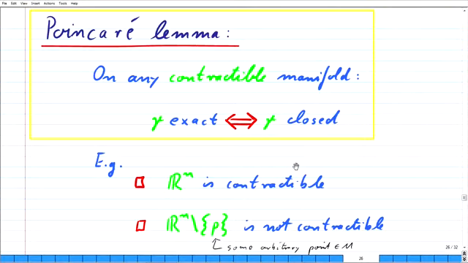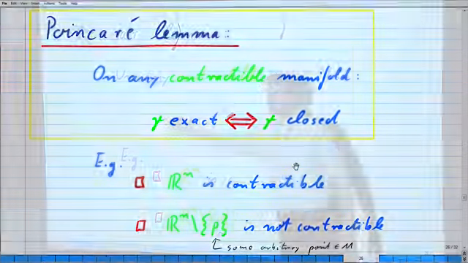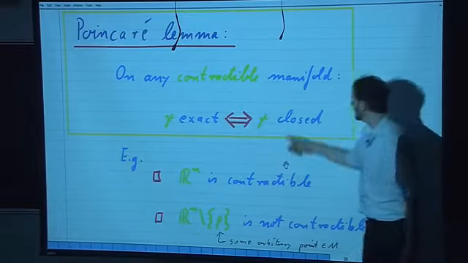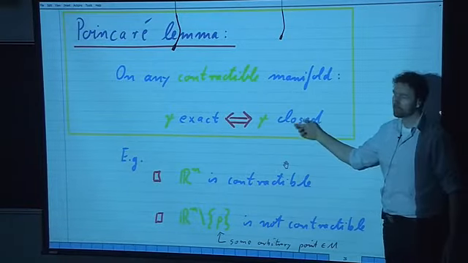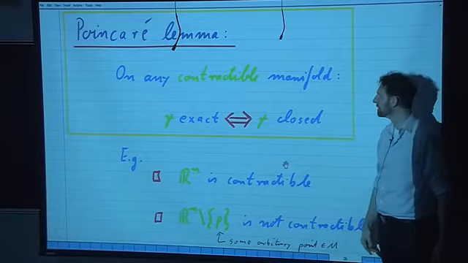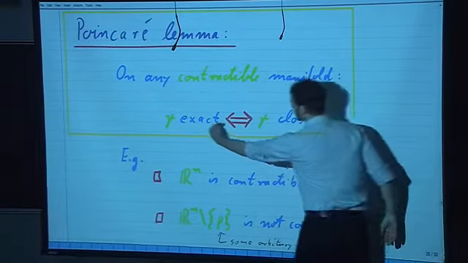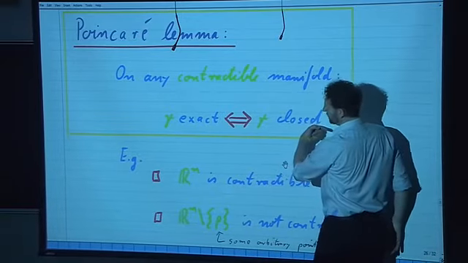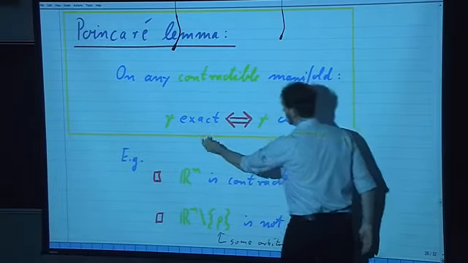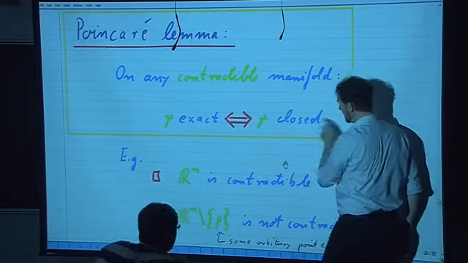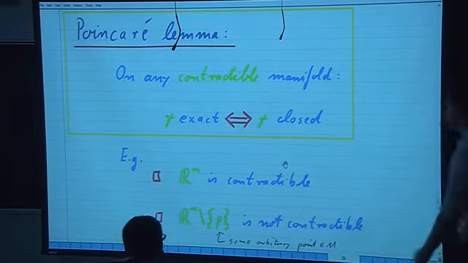To remind you, gamma exact means it's the d of something. And gamma closed means that the d of it is 0. Okay, so it goes both ways. This direction is always true, contractible or not, because if it's the d of something, then applying d again always gives you 0. That is the non-trivial direction.